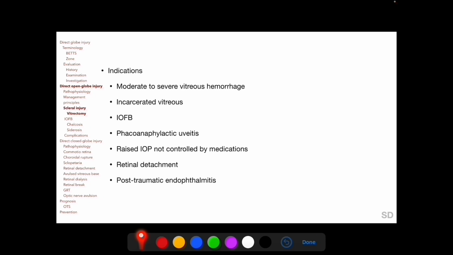In addition to moderate to severe vitreous hemorrhage and incarcerated vitreous in the scleral wound, both of which occur in a high proportion of eyes with posterior segment open globe injury, indications of vitrectomy also include intraocular foreign body, phacoanaphylactic uveitis, raised intraocular pressure not controlled by medications, retinal detachment, and post-traumatic endophthalmitis.